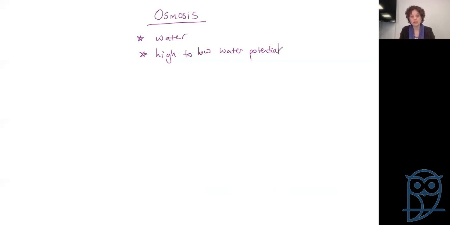High water potential is close to 0. It means there's nothing in there. It's just H2O. That's it. Low water potential, we're going down on our negative scale. So minus 500, minus 1,000. Those have lower water potential because we've got lots of solute in there. It's not just H2O on its own anymore. So we're moving from high to low water potential. And the other thing that has to be involved for osmosis is across a semi-permeable membrane.